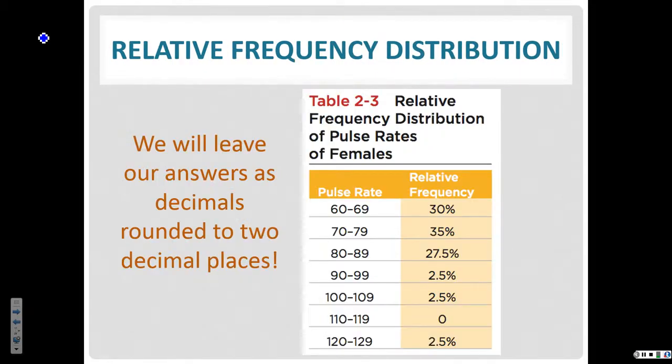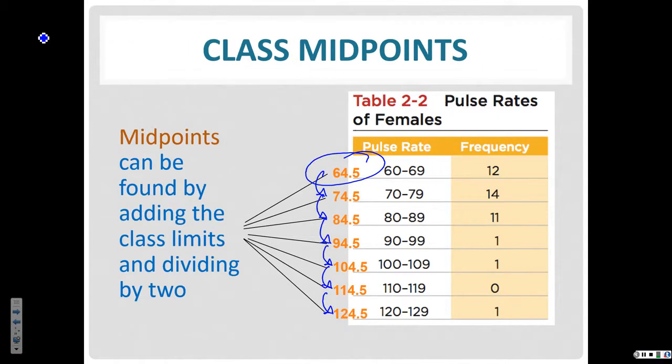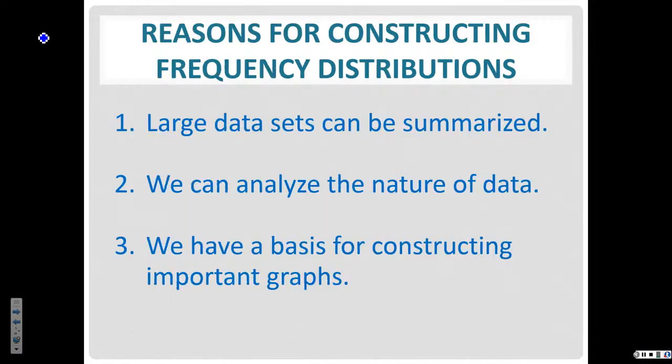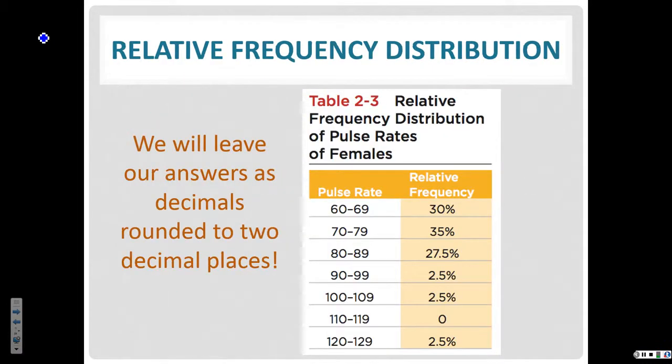The next one is the relative frequency distribution. Sometimes I don't want to know just the number. I may want to know the percentage. So we learned earlier that 12 women fell in the first class, right? What if I want to know what percent that is? What percent of my women fell in the first class? That's what relative frequency is, okay?